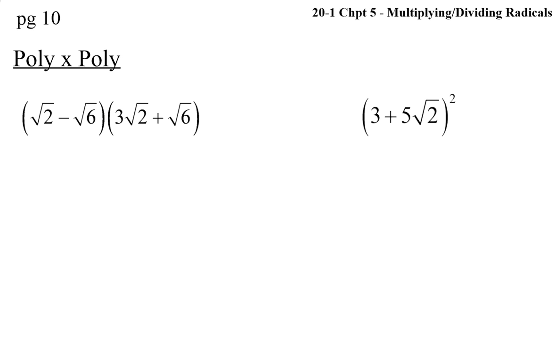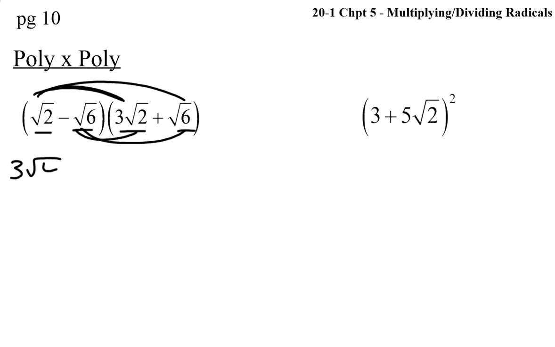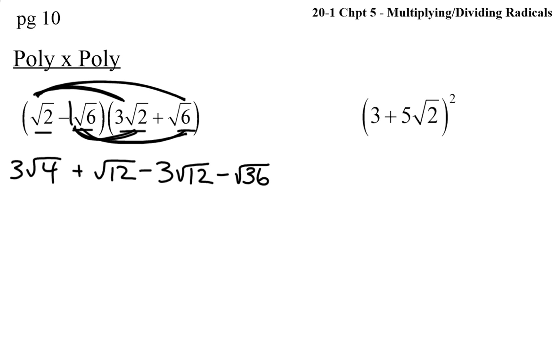Polys times polys. Well, 2 terms times 2 terms. FOIL. Make sure you perform FOIL here using radical calculations. We end up with 3 root 4 plus root 12. Negative 18, oops, sorry, my bad. Negative 3 root 12, coefficient of 1 out front. And then the last calculation, negative root 36. There's what you're looking at for the FOIL steps.